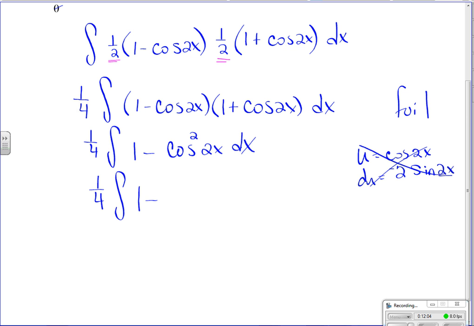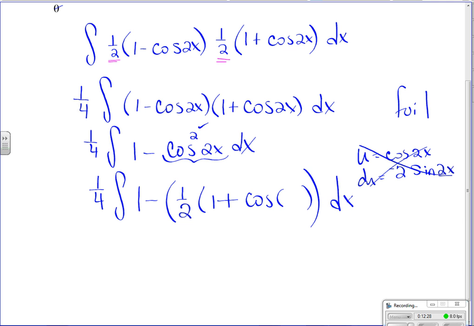So let's transform this squaring into another half angle identity. So 1/2 cosine of what? Oops, this is not quite right. Sorry about that. 1/2 of 1 plus cosine of something there, and then I'll have my dx.